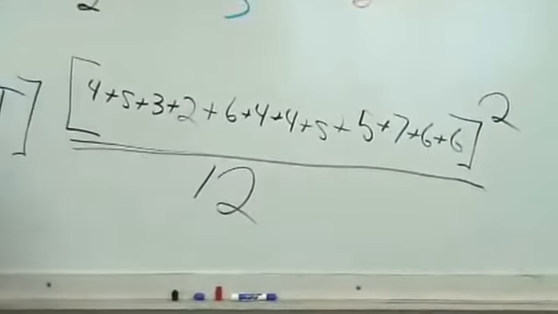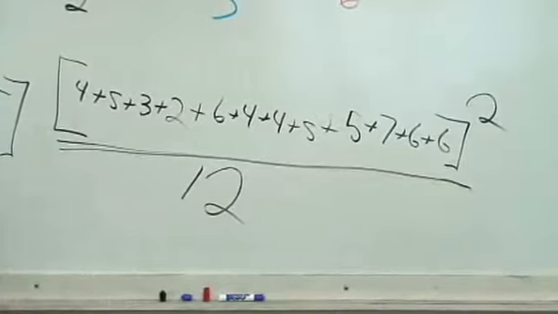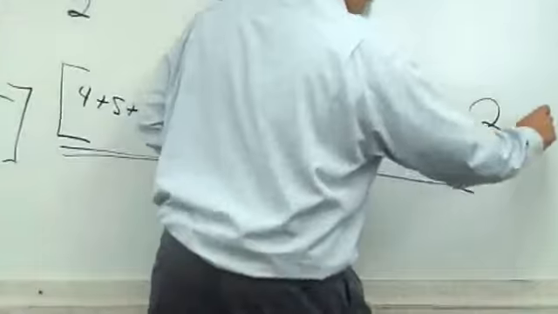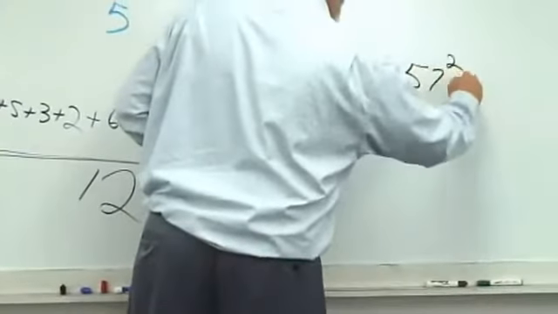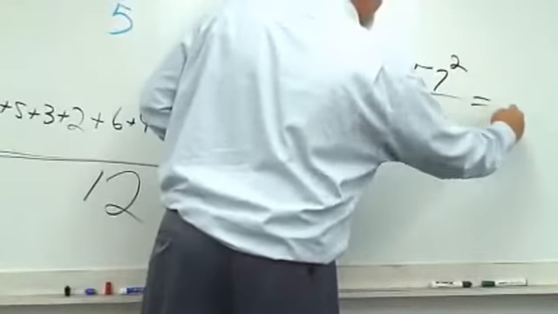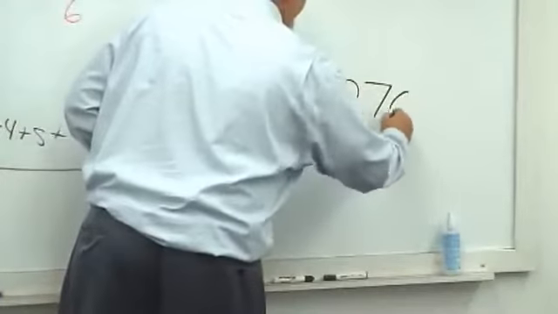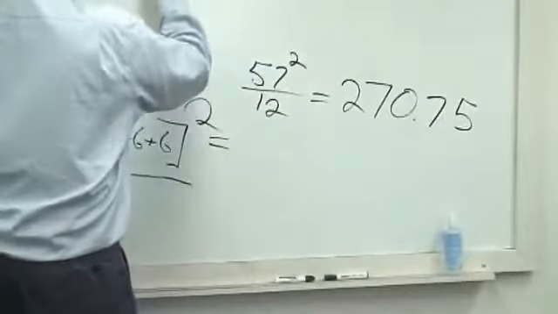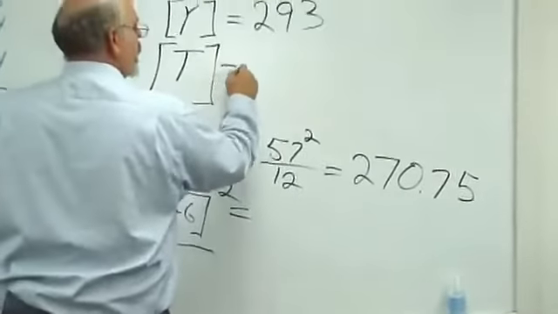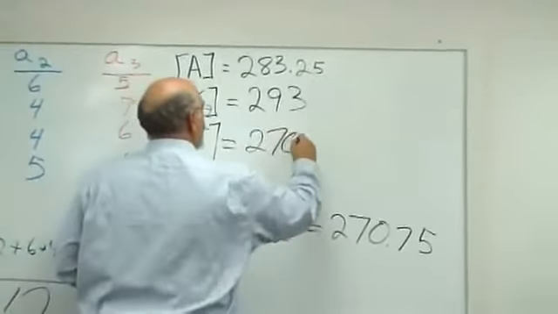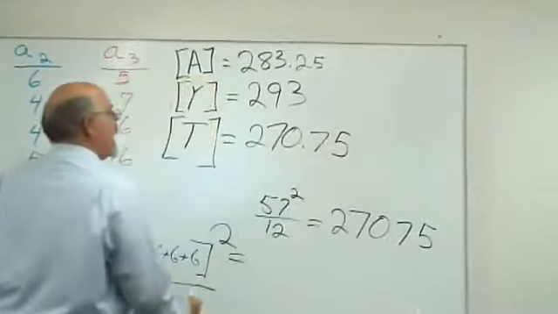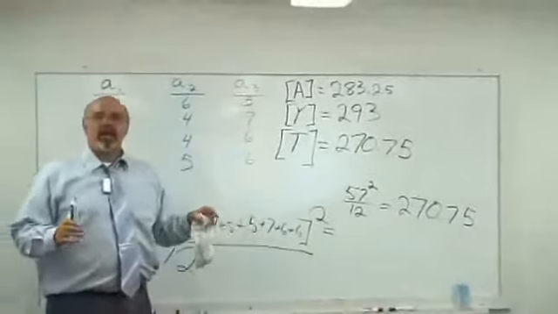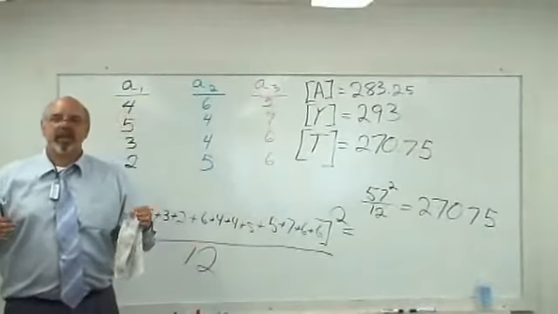Got it? That comes out to be 57 squared divided by 12, and that comes out to be 270.75. That is your T bracket. So now you have your bracket terms, A, Y, T. You're ready to put those into the ANOVA table.